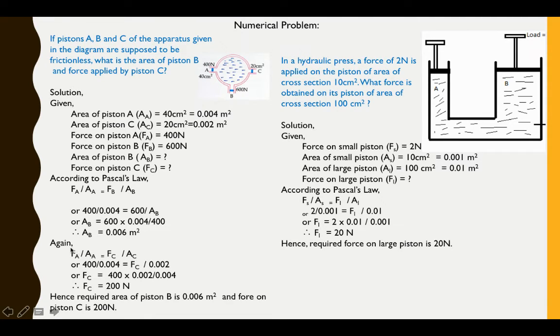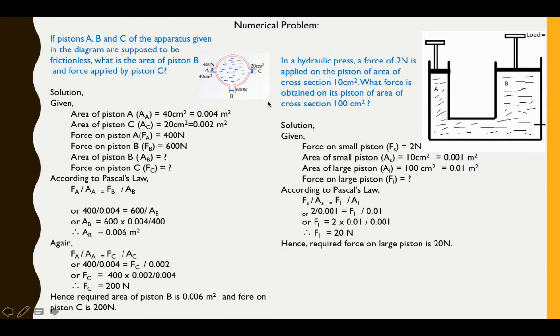Now keeping the values, force on piston A is 400 and area of piston A is 0.004, equal to force on piston C, which is asked of us, and area of piston C is given here as 0.002. So doing the cross multiplication, the result comes: force on piston C is 200 Newton.